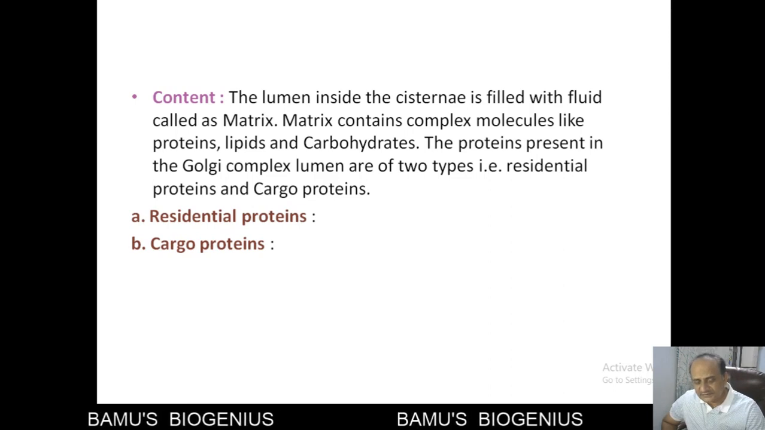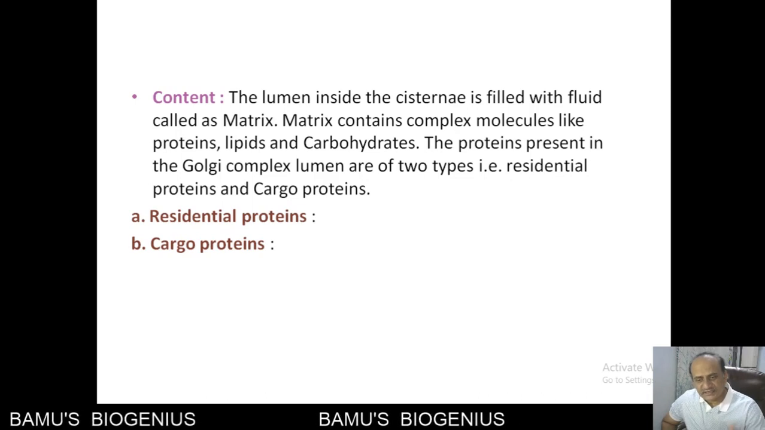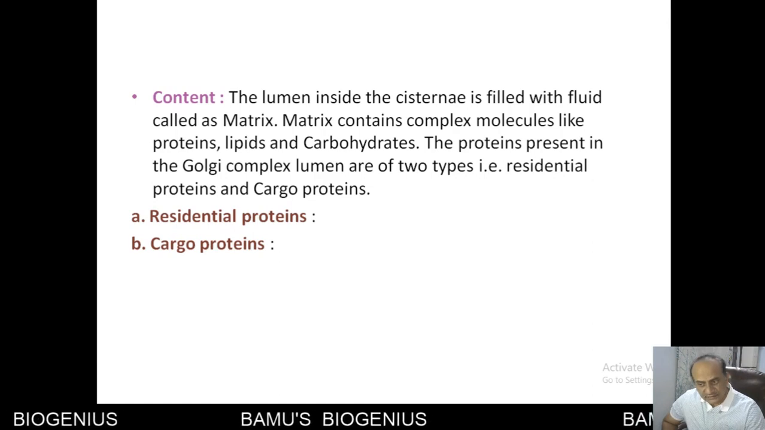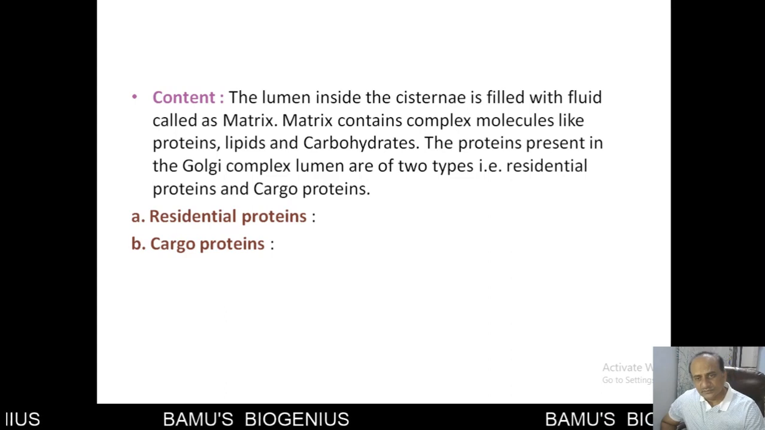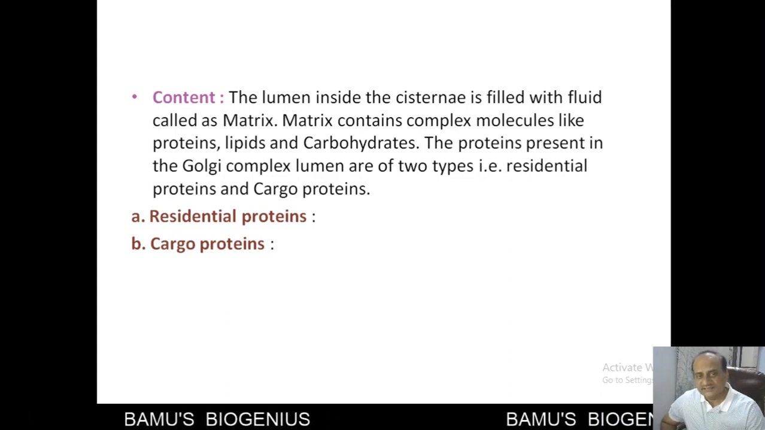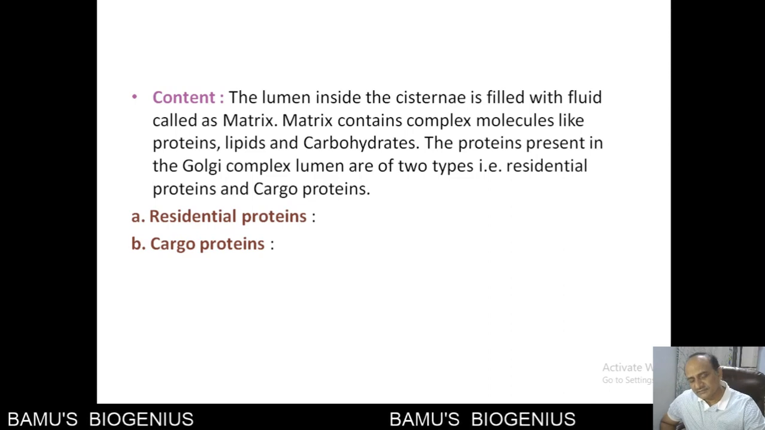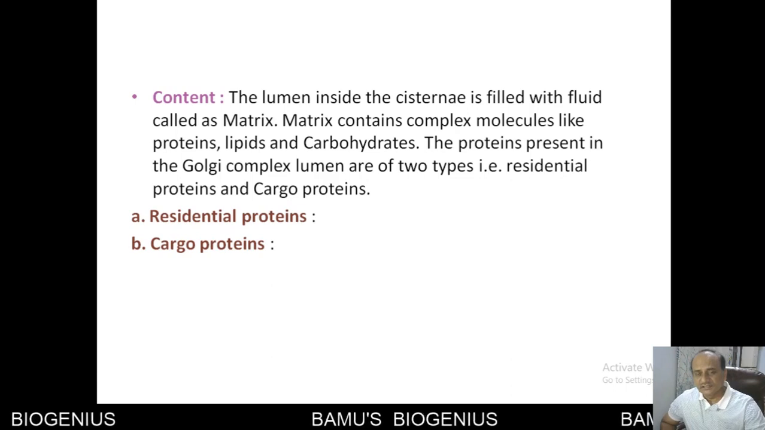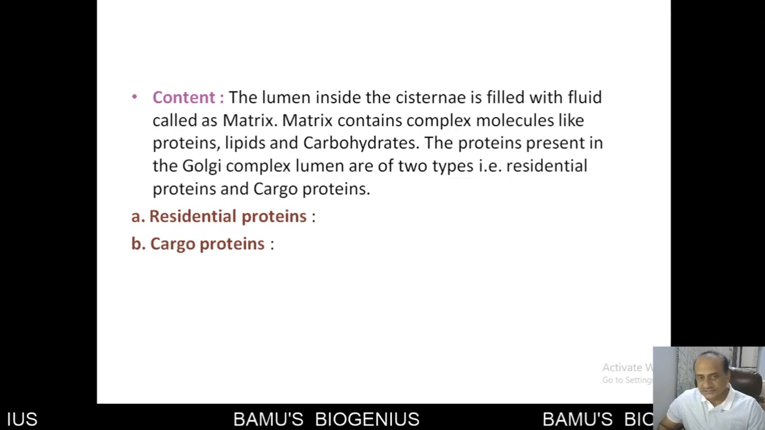The purpose of this is that whatever proteins are synthesized in the endoplasmic reticulum are transported to the outside of the cell or up to the plasma membrane. These proteins, which are incorporated in the plasma membrane or secreted outside the cell, are called cargo proteins, because they move from the endoplasmic reticulum to the plasma membrane via this Golgi complex, and that's why they are called cargo proteins. So this is the reason.